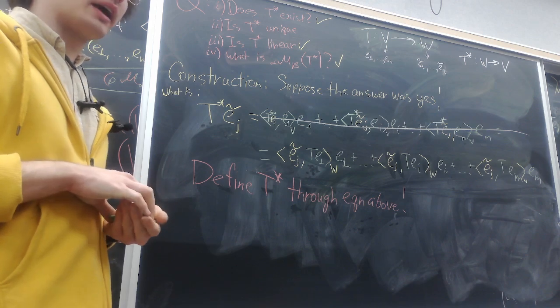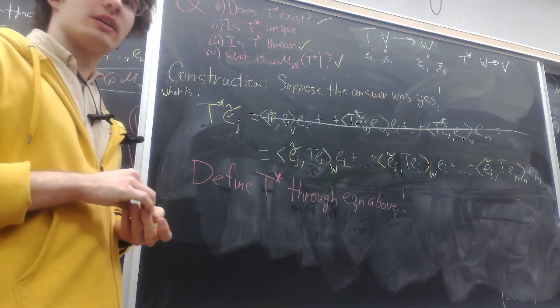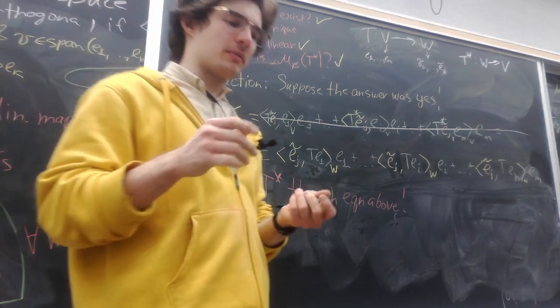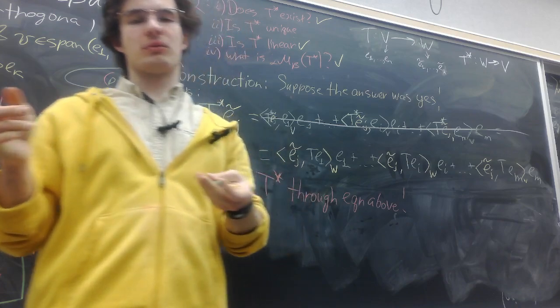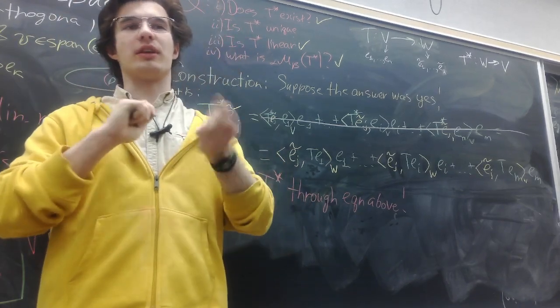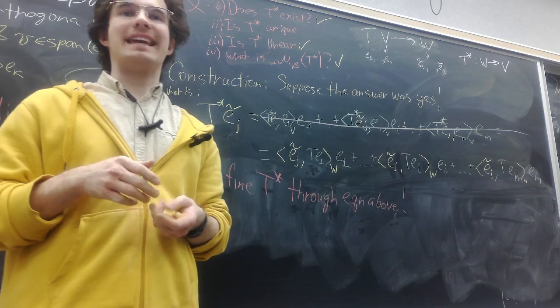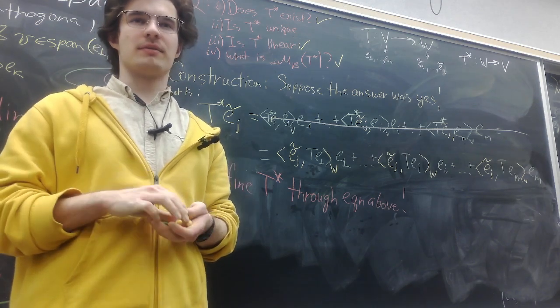So do people kind of understand what the adjoint map is, right? It's something where we have a map going from V to W. We define it so that we can go back, such that it plays nicely with inner products, right? Notice that T star doesn't have to be the inverse of T, right?